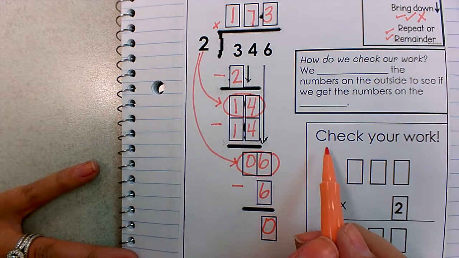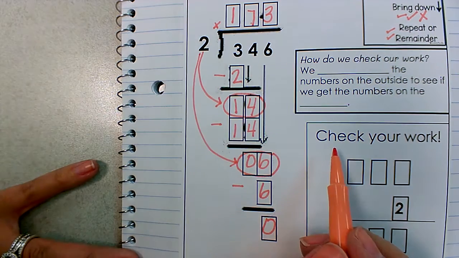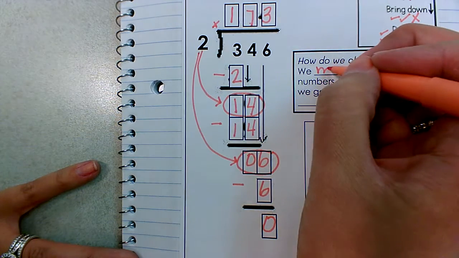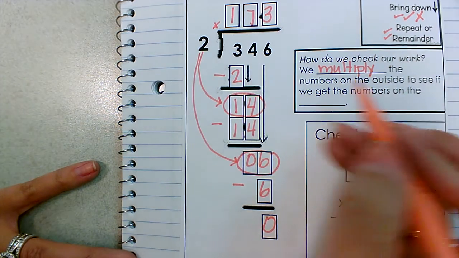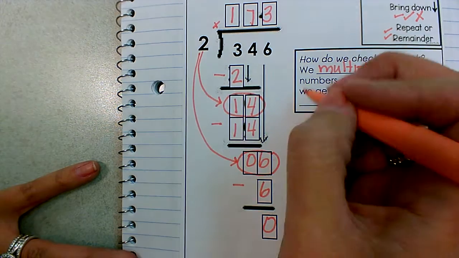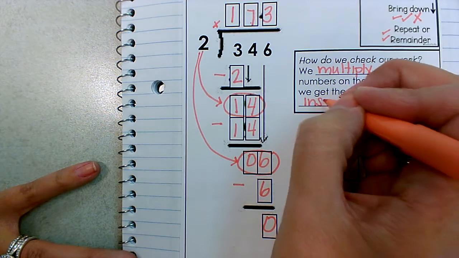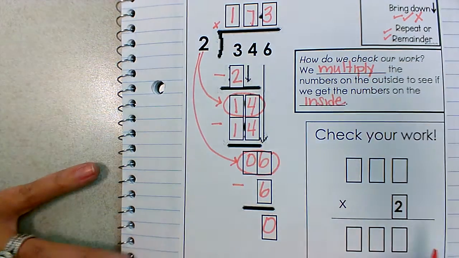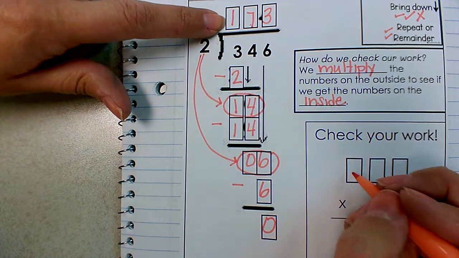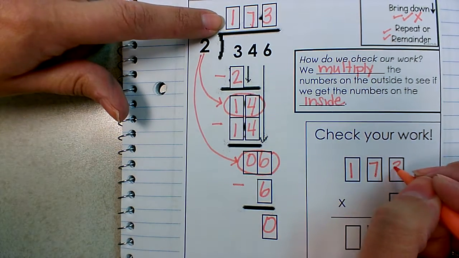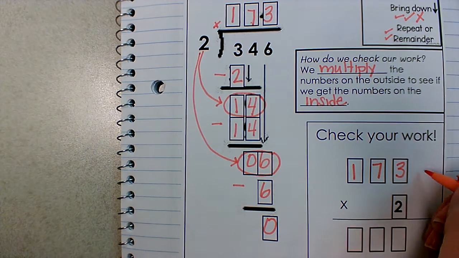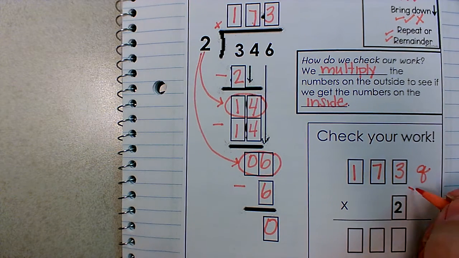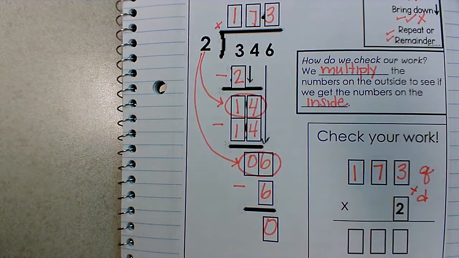But I always want to check my work. And so we check our work by multiplying the numbers on the outside to see if we get the number on the inside. That means I'm going to take my quotient, 173, times 2, my divisor.